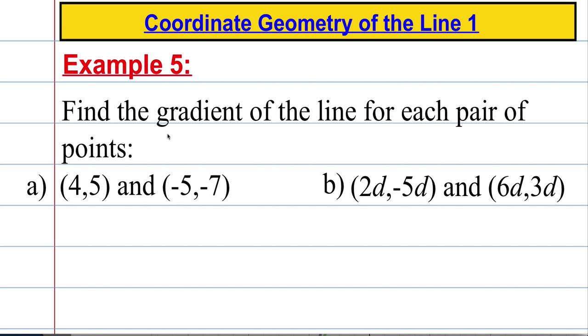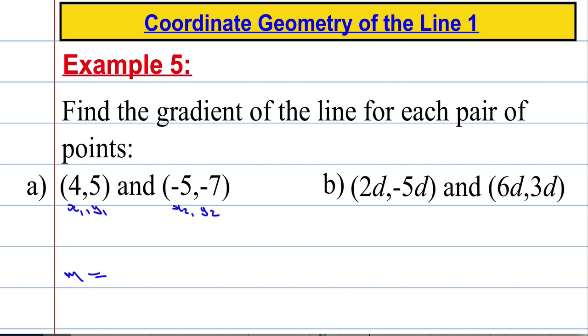So if I look at example 5 here, the first one, I'm asked to find the gradient of the line for each pair of points. Now, what I always tell my students to do when you're doing coordinate geometry is label the points. So I'm going to call this x1, y1, and here this can be x2, y2. And then what we do is just apply the formula.